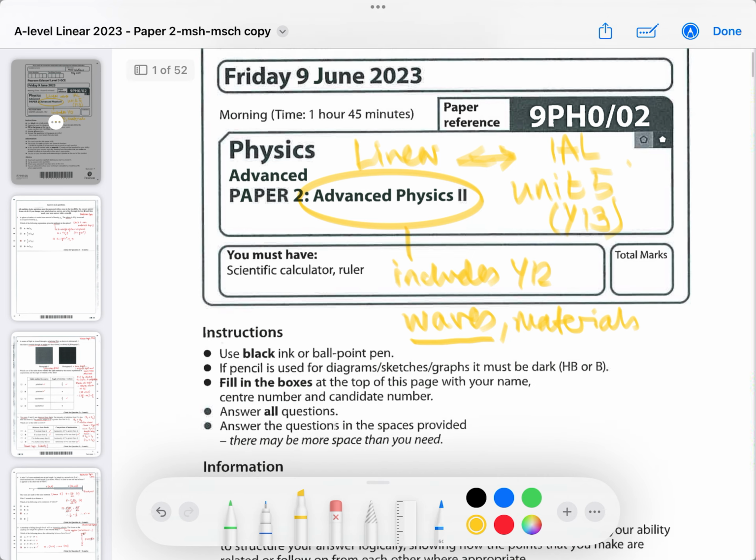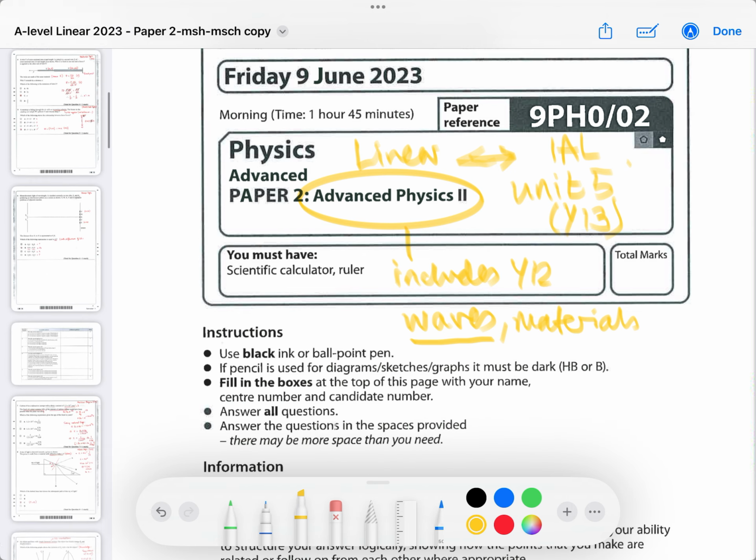The Unit 5 exam is next Wednesday, 4th of June, and the IAL, the linear exam, is on 9th of June again next year. Okay, so it's on 9th of June 2023. So it's 2023 run through, and it'll be on 9th of June again in 2025. So whichever exam you're preparing for, this paper will help you.